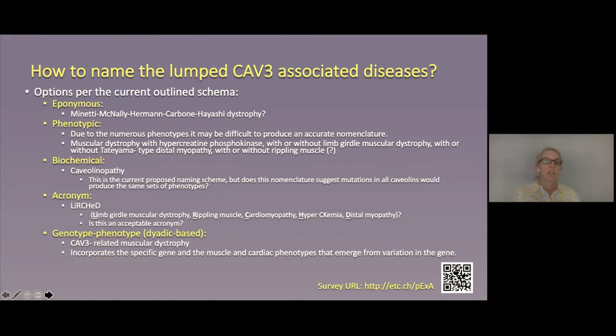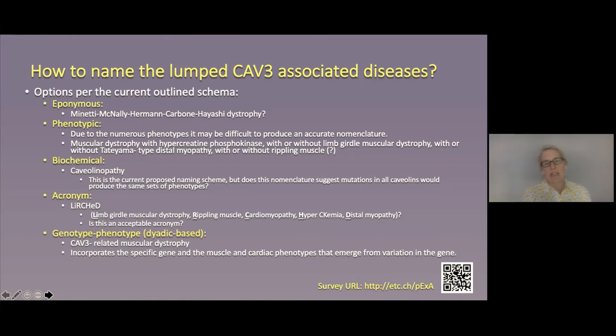Now we can move over to the acronym. Well, when we think that we have limb-girdle muscular dystrophy, rippling muscle disease, cardiomyopathy, hyper-CK, and distal myopathy, the best I could come up with was LURCHED. And as you all may think, LURCHED doesn't sound very pleasant. Individuals with muscular dystrophy may walk with a lurch, so this could be a situation where it seems a little bit like making fun of individuals. And so again, that consideration of that acronym.